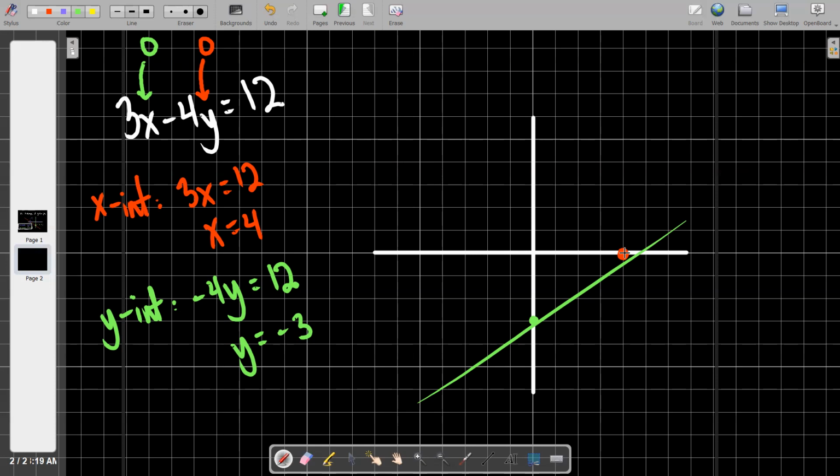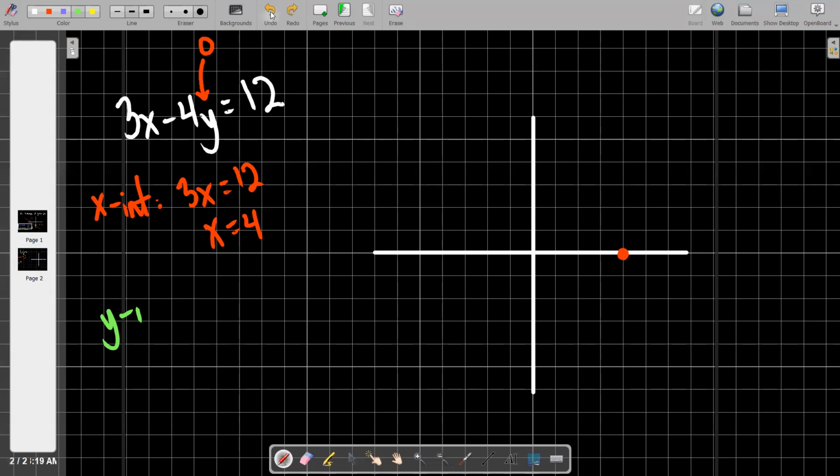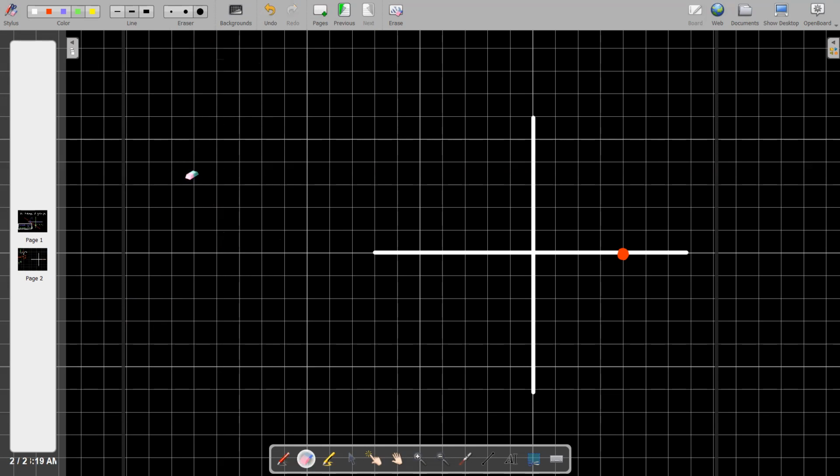Pretty easy. Let's go again. Yeah, sorry about the rapid nature of my mouse clicks. Let's do this one: negative x plus 6y equals 3.